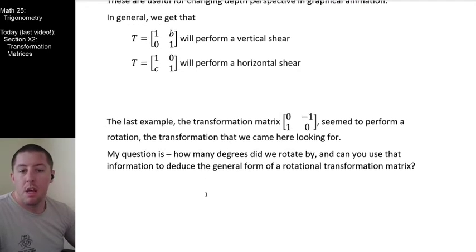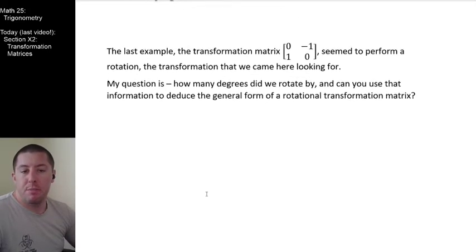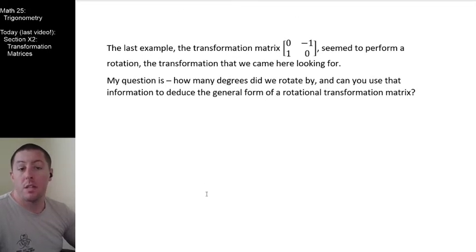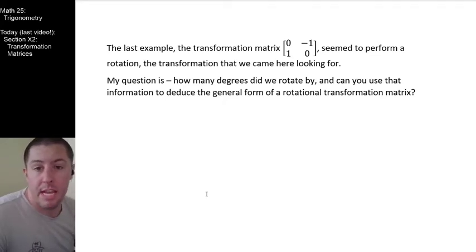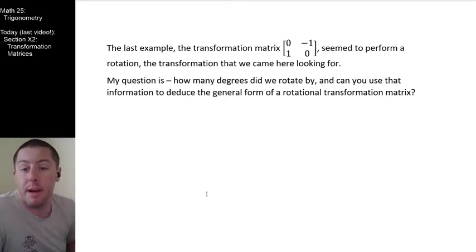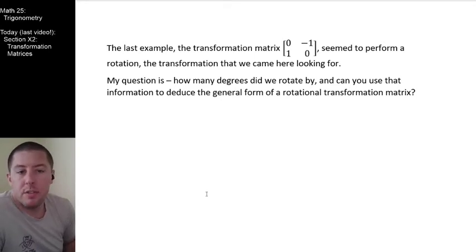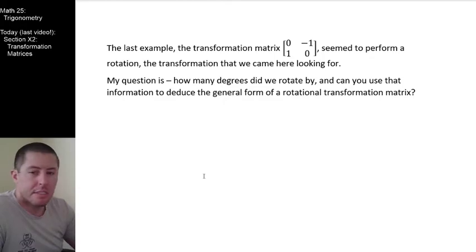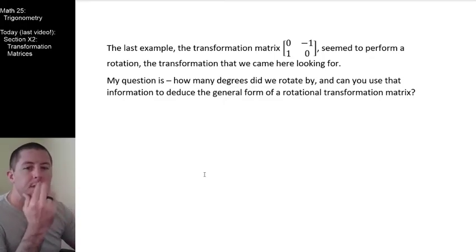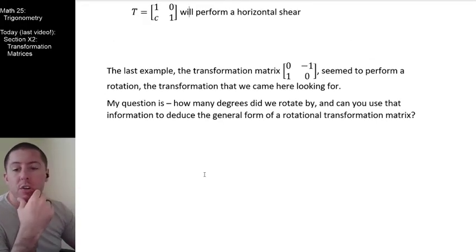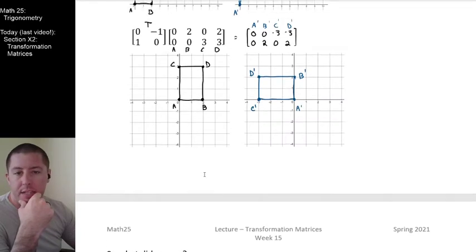The last example, the transformation matrix 0, -1, 1, 0, seemed to perform a rotation, the transformation that we've really been hunting for this week. So my question to you is, how many degrees did we rotate by? And can you use that information to deduce the general form of a rotational transformation matrix? Let's go back up to our picture and see this. So our first question is, how many degrees did we rotate by in this example right here?